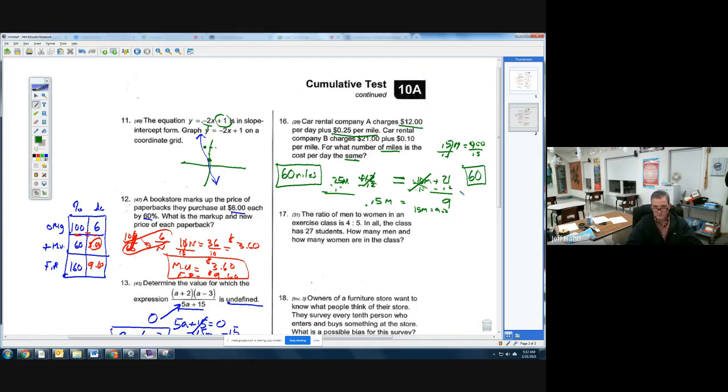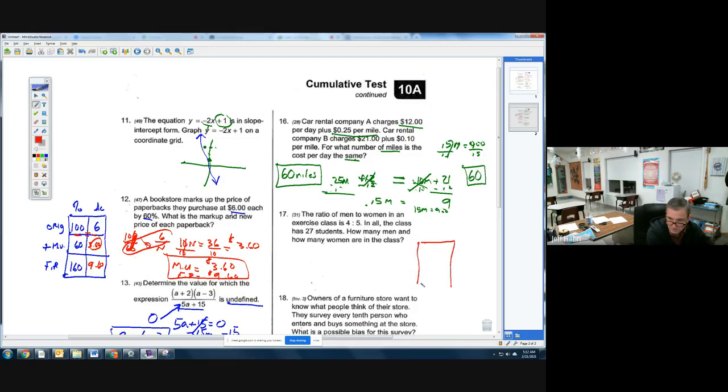Number 17, the ratio of men to women in an exercise class is 4 to 5. The class has 27 students in all, believe it or not. We just did this in 7th grade, so you should be well familiar with this. Here's what it would look like. Again, this is a ratio box. Check how easy this is.